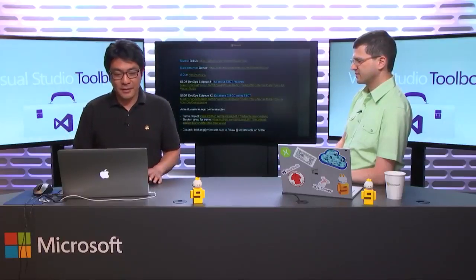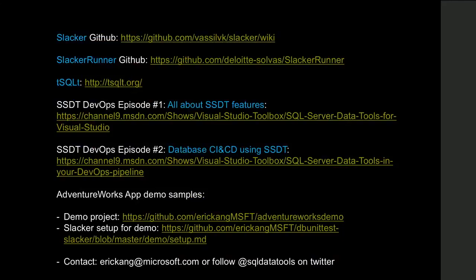I will go to the references. I have listed all the references about the technologies that we used, and then the tutorials that we went through. So for Slacker and Slacker Runner, you can go to the GitHub project. Both are open source, and you can learn from here. And if you're interested in T-SQL-T, T-SQL-T has its own homepage, and it's open source, but it also has a lot of community contributions. So it's been around longer from what I can tell. It's longer than Slacker.